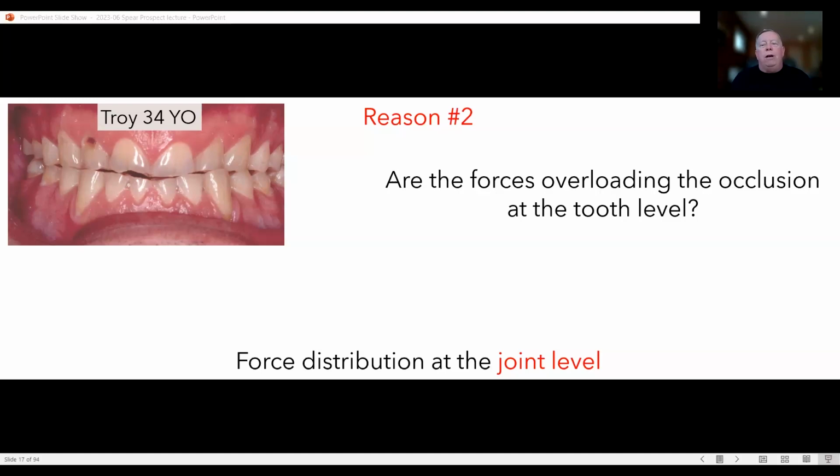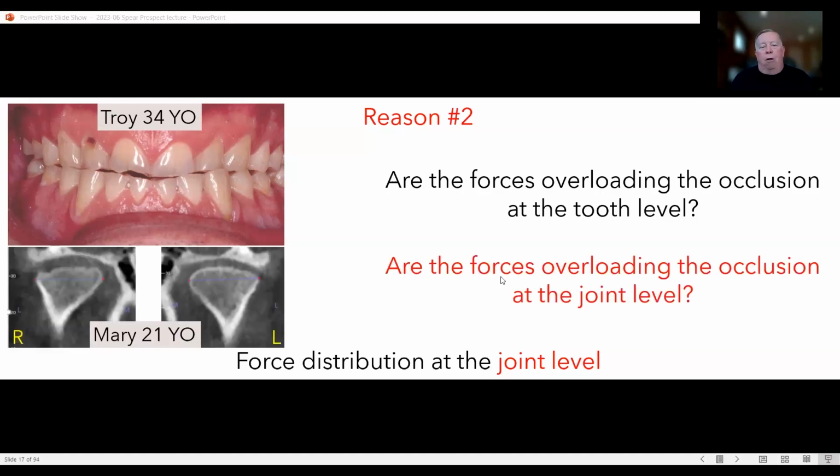But how do we look at it at the joint level? Now, let's take a look at Mary. This is a different case. This is a 21-year-old. Are the forces overloading the occlusion at the joint level as well? Take a look at the outline of the bone, and I want you to think of that condyle like an M&M. Hard shell outside, soft inside.